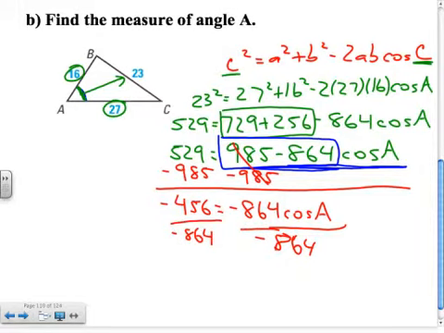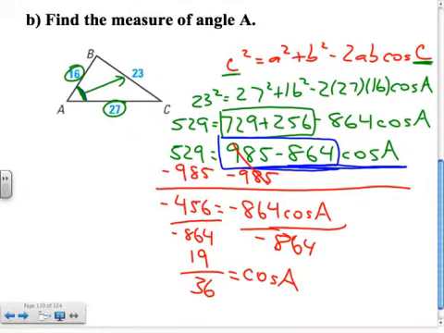And when I do that, I have negative 456 divided by negative 864, hit enter, I get a positive, and I don't know what this is as a fraction. As a matter of fact, I'm using a calculator that I'm not crazy familiar with, so I don't even know how to, maybe I do. Looks like this is 19 over 36 equals the cosine of A.